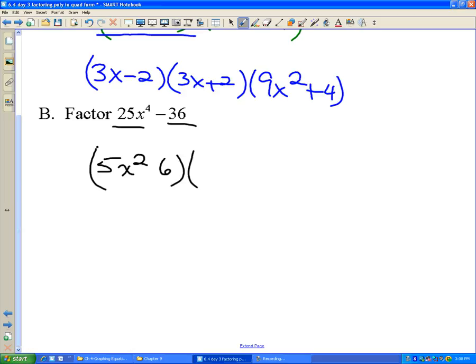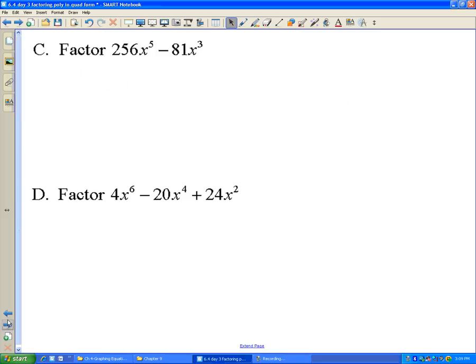Since it's a difference of two squares, this is minus 6, this is plus 6. I cannot factor this anymore, so those are my factors. I'm done. That's a quadratic form of factoring. I've done a few examples. Let's continue.